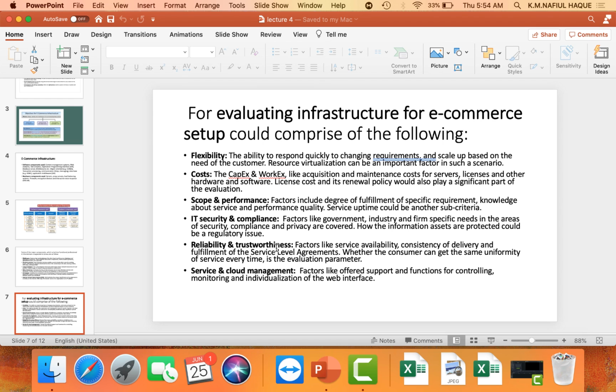Scope and performance factors include different types of knowledge to provide some kind of service, or to maintain the service quality. IT security and compliance factors include government, industry, and firm-specific needs, or different types of regulators. So they are asking for different types of compliance regulations, and how internal resources can help with those things.